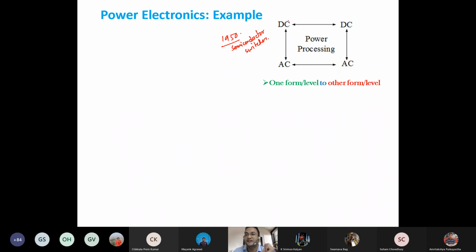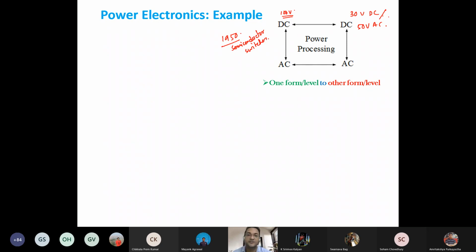So let's say I have a 100-volt DC somewhere, maybe a battery, and I want a 30-volt DC or, say, a 50-volt RMS AC. How do you convert?